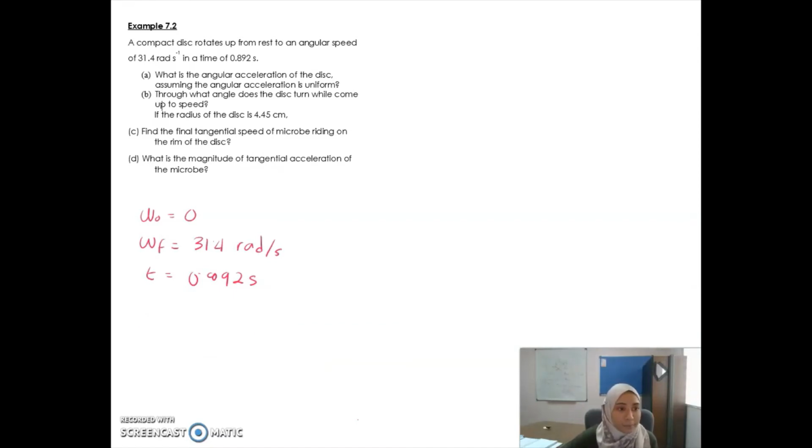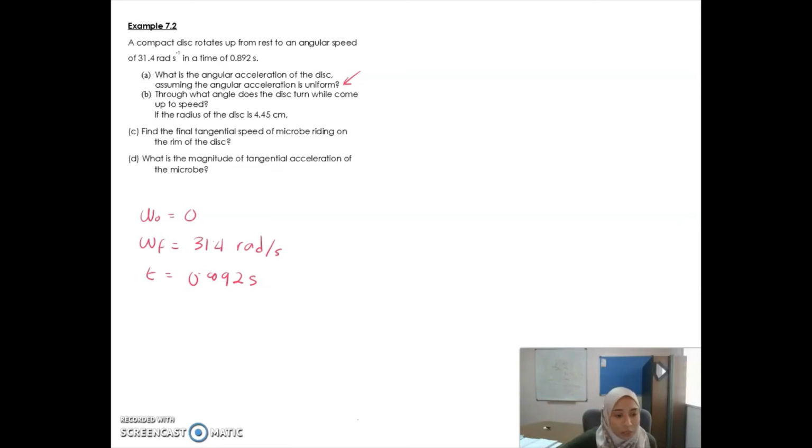It's now rotation, okay? So what is the angular acceleration of the disk, assuming the angular acceleration is uniform? Now this sentence is very important because our kinematic equation can only be used if our acceleration is uniform. If it is not uniform, let's say you have A1 equals 10 meter per second squared, A2 is 5 meter per second squared, then you have to divide your problem into two sections. If your acceleration keeps on changing every second, then the kinematic equation is not to be used to solve such problems, okay? So in this case, we can use the kinematic equation.